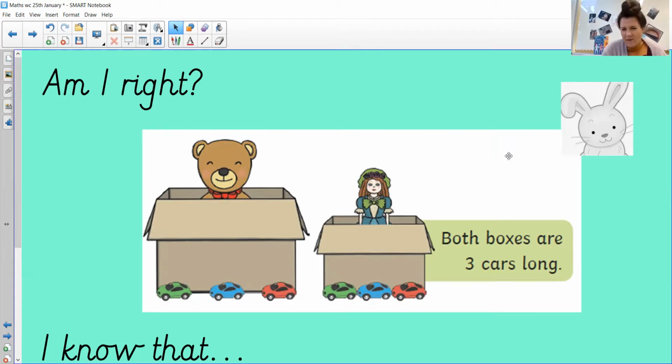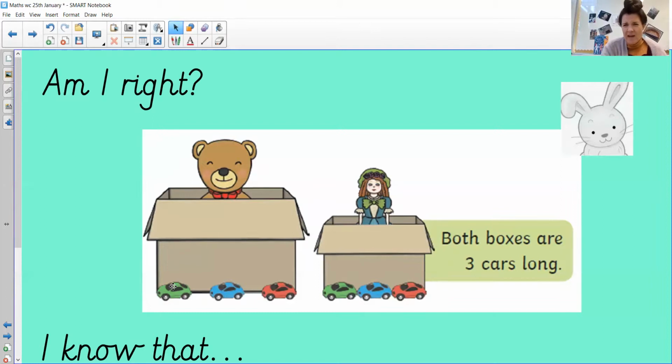Well, do you know, I'm now looking at this thinking, maybe I'm not right. Because if I have a look at the box with the dolls in, I can see the cars have been lined up right next to each other and there are exactly 3 cars that fit along the side of the box, that side of the box. But if I look at this big box with the teddy in, I've got 1 car there, then a gap, then a car, then a gap, then a car.